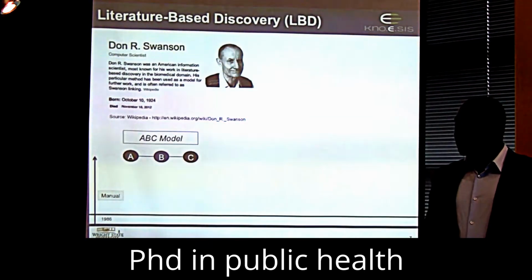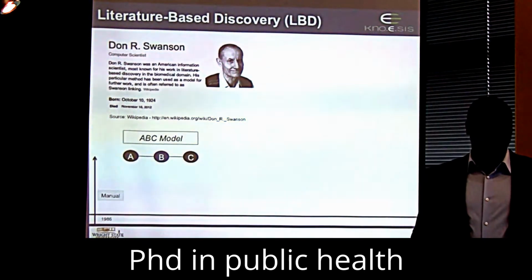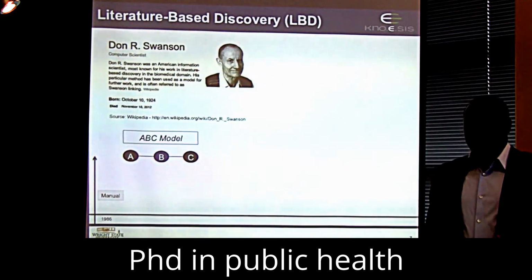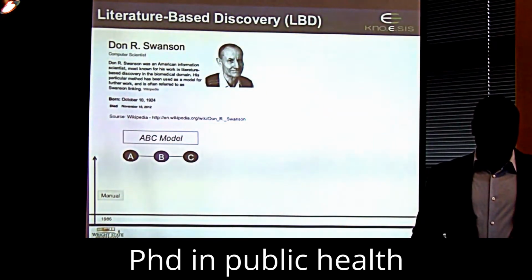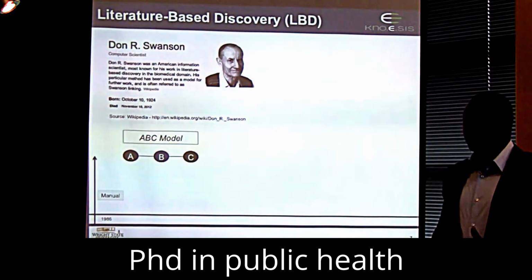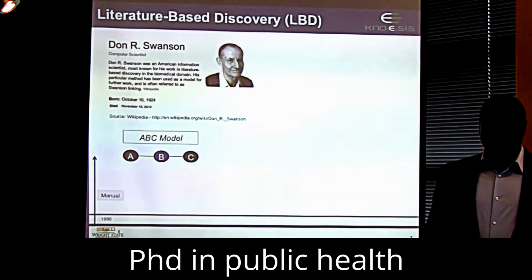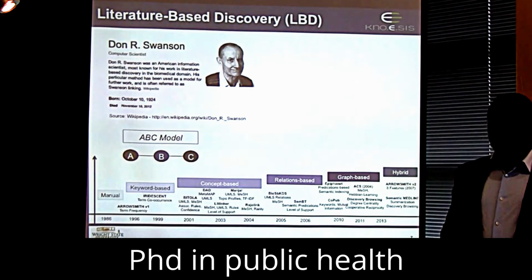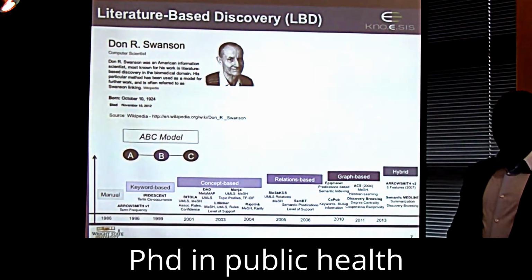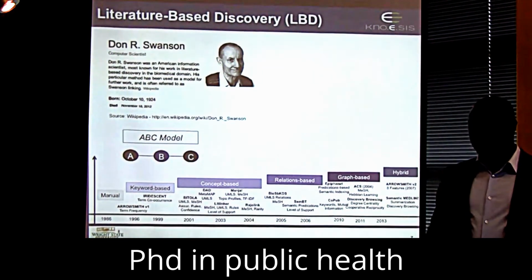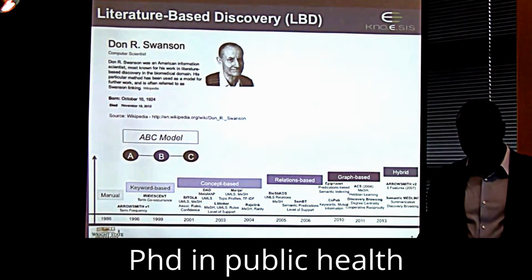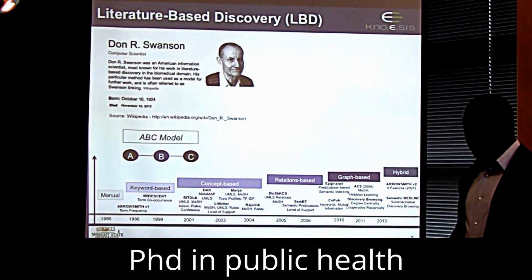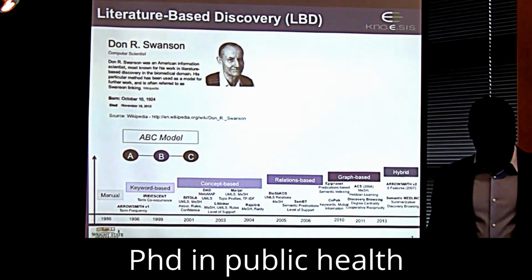Essentially what he says is, if we are attempting to make a discovery between two things, trying to find new knowledge, if we can develop a system that will find unknown B terms between A and C, then these B terms are candidates for discoveries. The research in this area has progressed towards richer representations beyond just ABC. Early research used keyword-based, concept-based, relations-based, and ultimately graph-based approaches, and some hybrids.